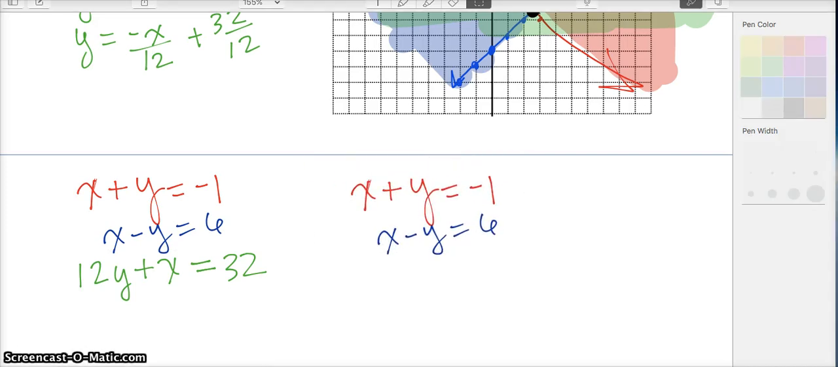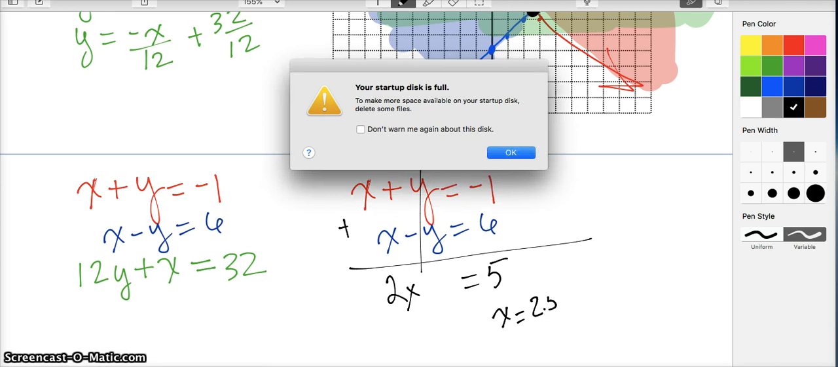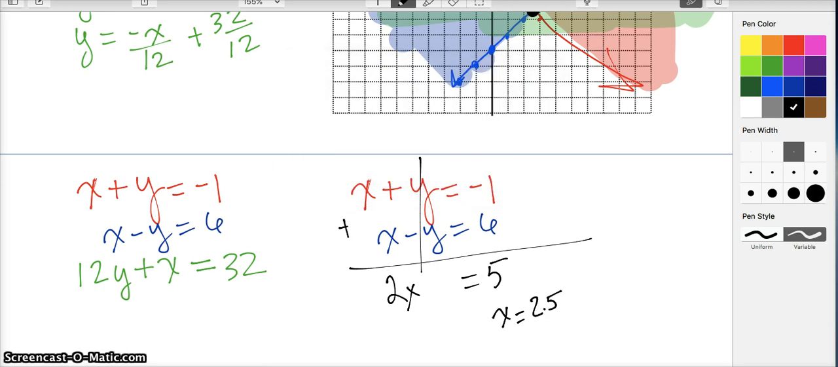I don't know about you, but this looks like a great candidate for elimination. So I'm going to add these two equations together. Remember, in elimination, we decide on a variable to get rid of. We make sure that the variable has coefficients that are additive inverses. Since the coefficient of y is +1 and -1, those are additive inverses. That works for me. I get that 2x is equal to 5, and therefore x is equal to 5/2, which is 2.5.